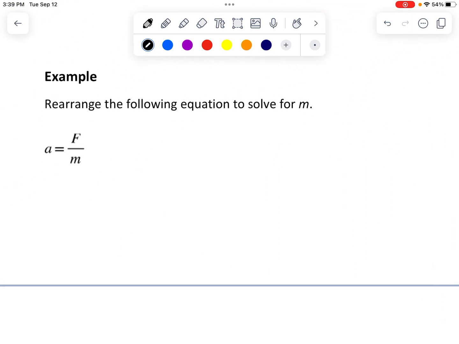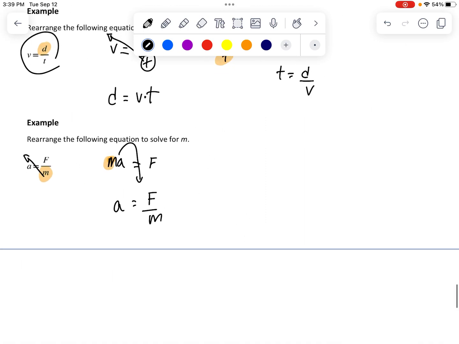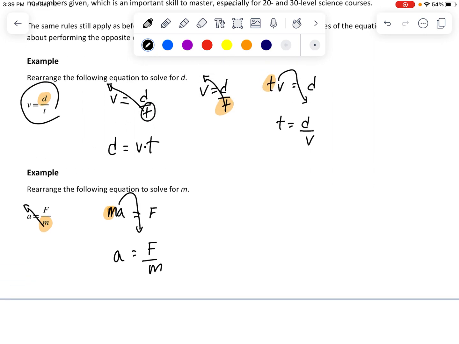So in this case, they want me to solve for M. And so what I'm going to do is get M into the numerator, and I can just do that by crossing over the side. MA equals F. Now I want to solve for my M, so my A needs to go to the other side. M equals F over A. And we can solve for all sorts of formulas as long as they only have multiplying and dividing.